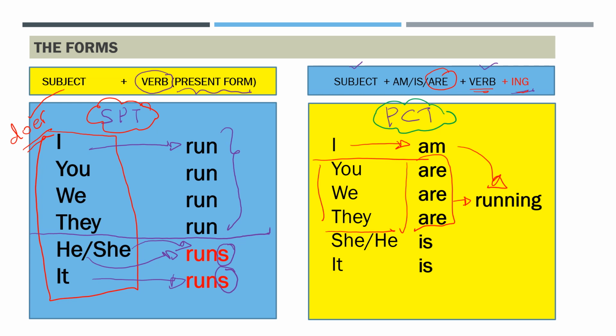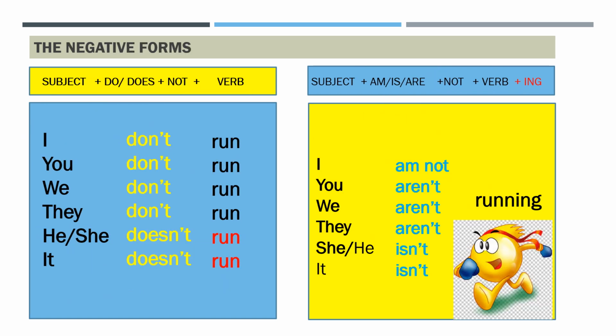Seorang, seekor, satu benda. It needs to be followed by: so she is running, he is running, it is running. Clear? Okay, now we move on to the next one.